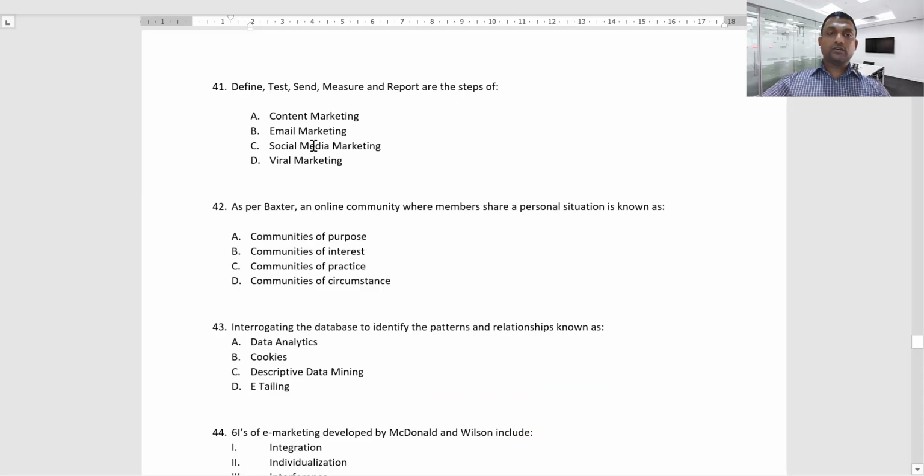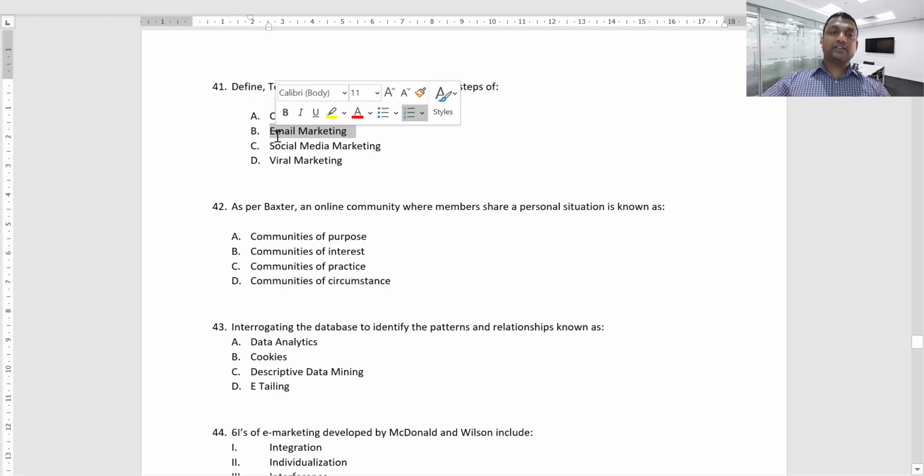So going back to the question, simply when you see these steps: define, test, send, measure, and report, it has to come to your mind right away that this is nothing else than email marketing. You should not confuse or mix with other different types of marketing, and email marketing is one of the earliest digital marketing approaches we had, right?